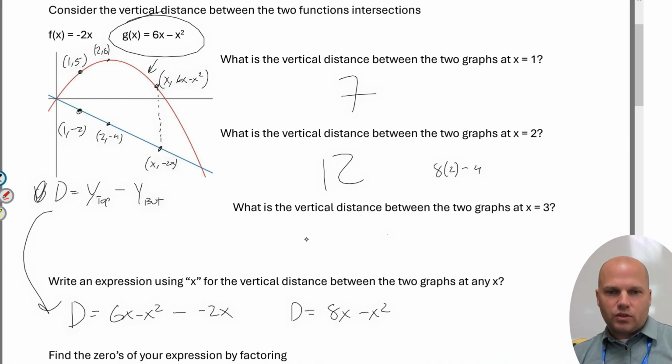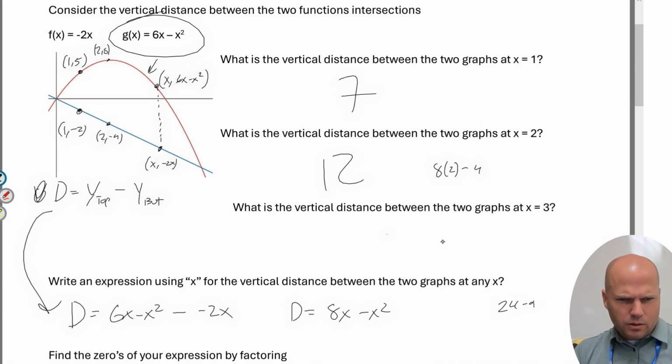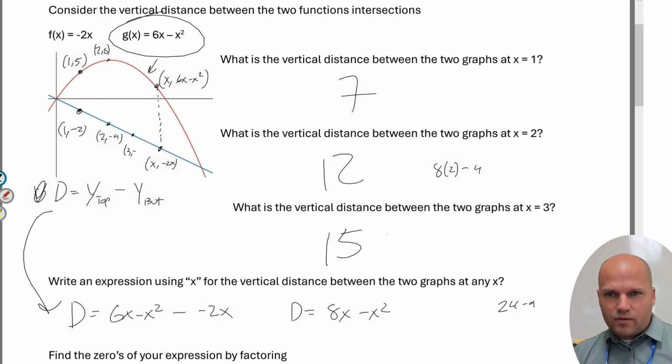What's the vertical distance at 3? Well, 24 minus 9. What's 24 minus 9? 15. Let's double check. 3, negative 6. 18 minus 9 is 9. 3, 9. 9 plus 6 is 15. Great. So it works.